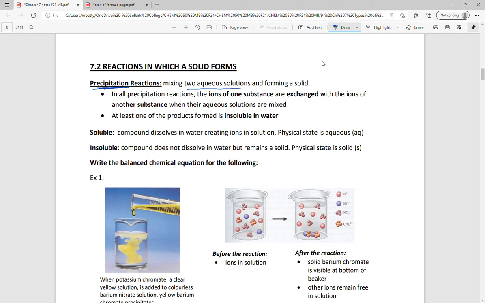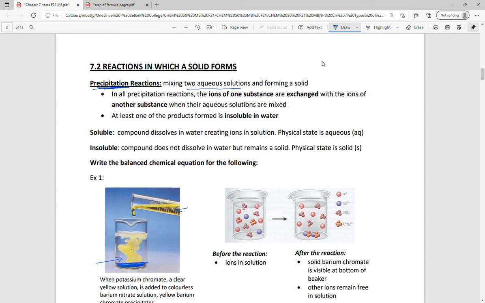So it could be a yellowy translucent solution and a clear solution, and you make a solid. And it's going to kind of be a cloudy mess for a bit, but eventually it will precipitate like rain falling from the sky. It precipitates, it falls to the bottom of the vessel that it's in.